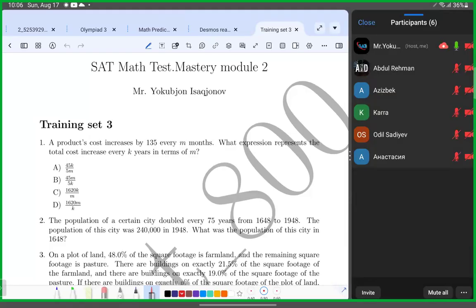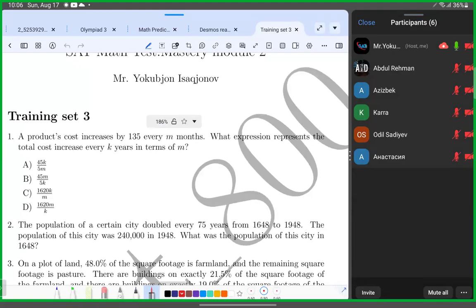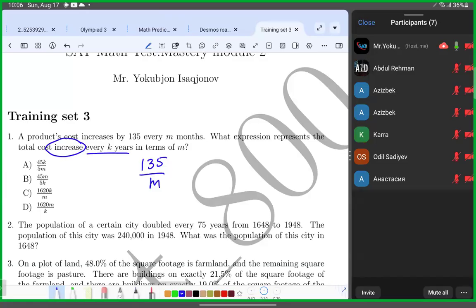Guys, the very first question appeared on the real test as well. Here it's written that a product's cost increased by 135 every m months. It means in 1 month it increases by 135 divided by m. But we need the overall increase every k years. It means after k years. The most important point is here: k years.